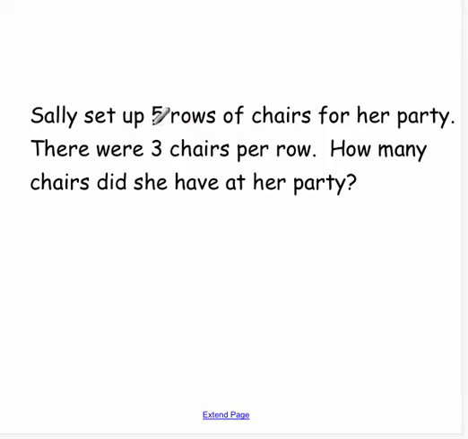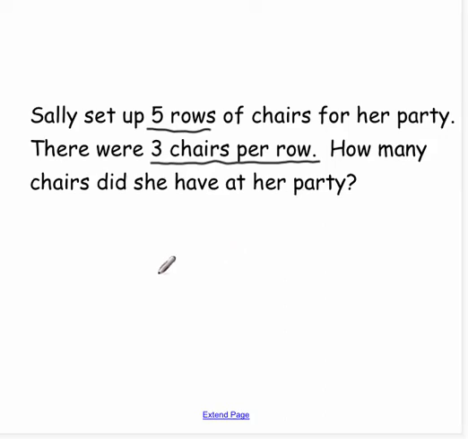She has 5 rows of chairs, so I'm thinking about what I know, and there are 3 chairs per row. Per means in each one, 3 chairs in each row. The question I need to solve is, how many chairs did she have at her party? I'm looking to find a total.